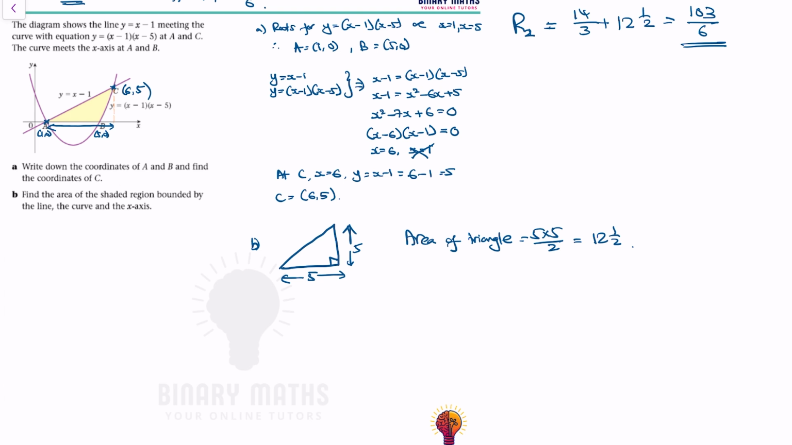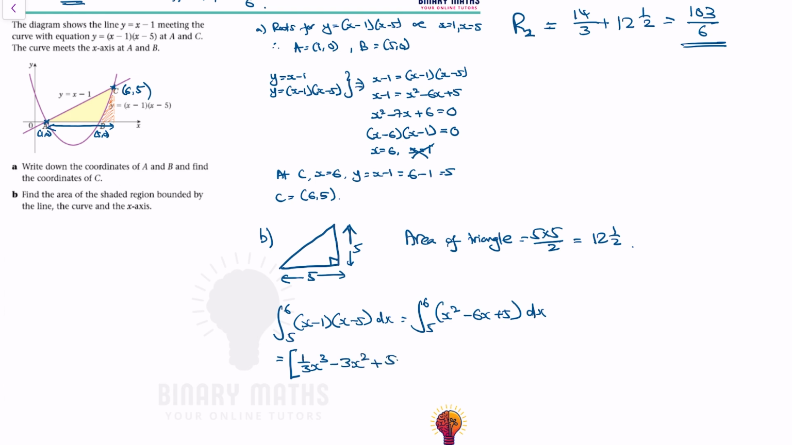Okay, next we need to work out the integral. So next, this is the part that we need to work out now, which is integrating the curve between 6 and 5, so x coordinates of 6 and 5. So between 6 and 5, you're integrating the curve, so it's going to be x minus 1 times x minus 5 dx. When you expand the bracket, that's the same thing as integrating x squared minus 6x plus 5 dx. When you integrate this, you get a third x cubed minus 6 over 2x squared, which is minus 3x squared, plus 5x, upper limit of 6, lower limit of 5.